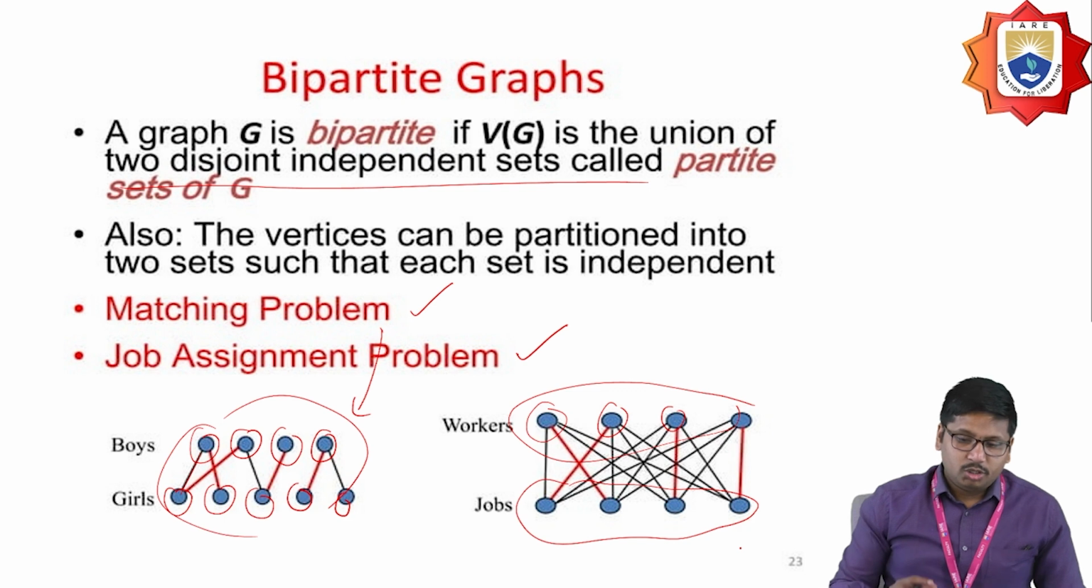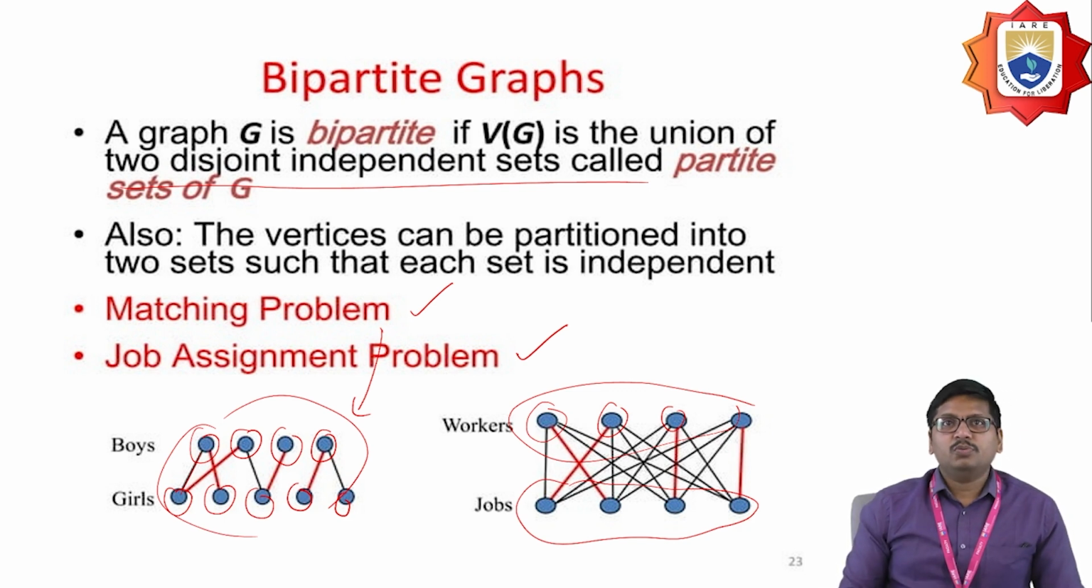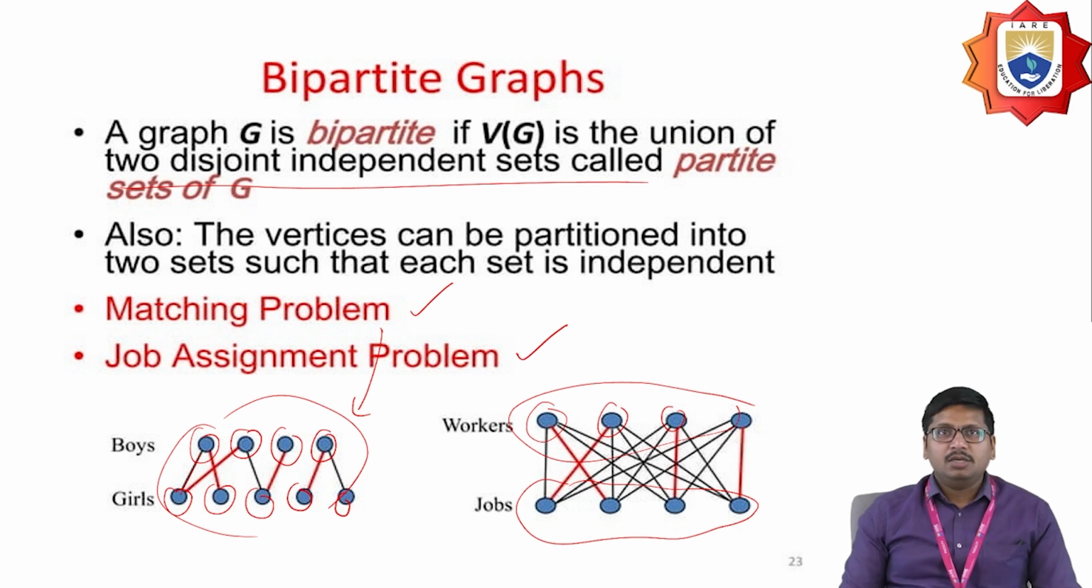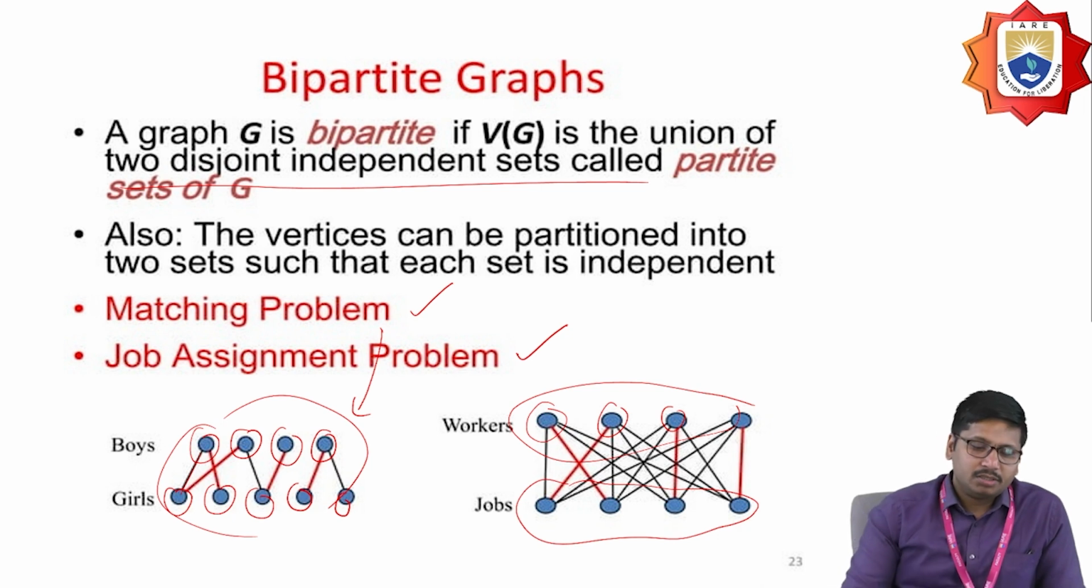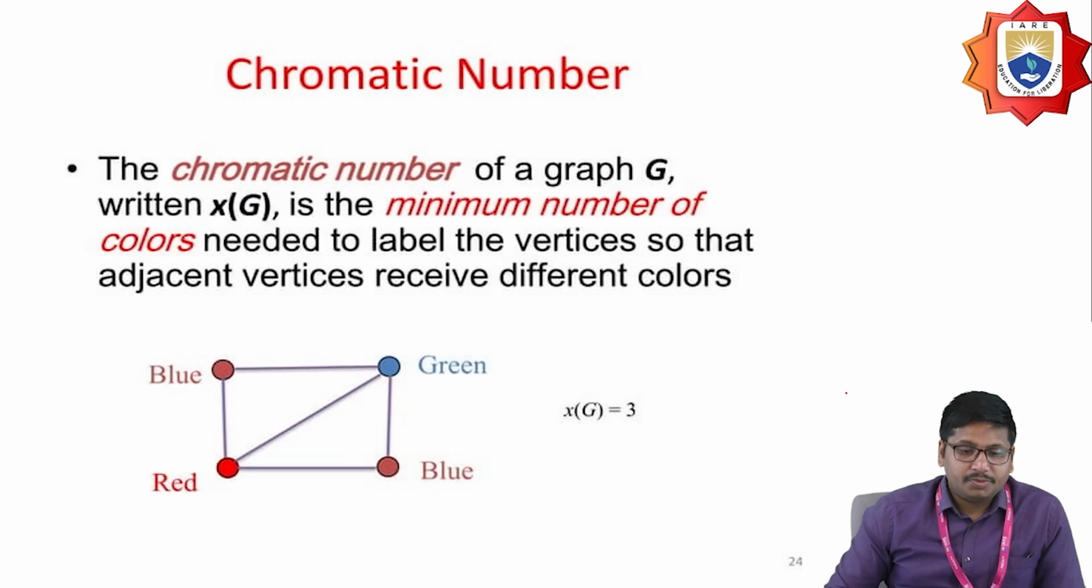So a graph is said to be bipartite if the vertex set of the given graph is the union of two disjoint independent sets. Then I can say that they are the partite sets of the graph. Examples are boys and girls mapping, and workers and jobs.